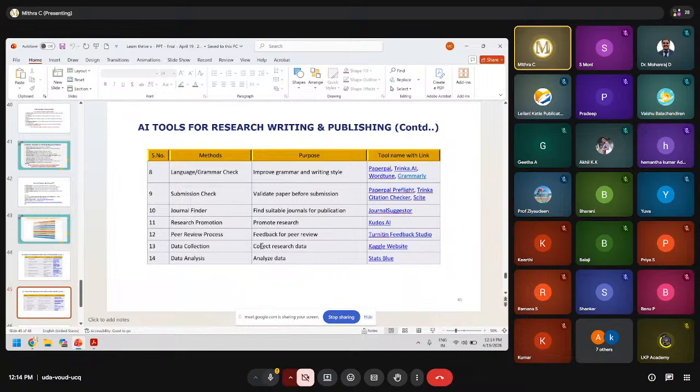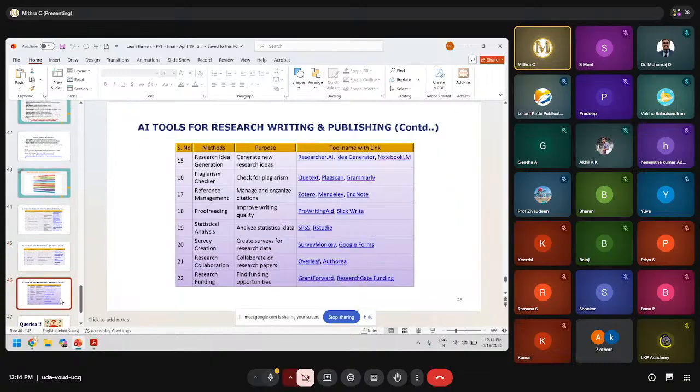Data collection, for collecting research articles, all these things, you can go for the Kaggle website. For data analysis, you can go for Stats Blue, which, when you upload your data set, will automatically give you everything, instead of coding.